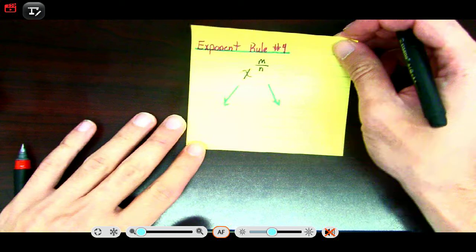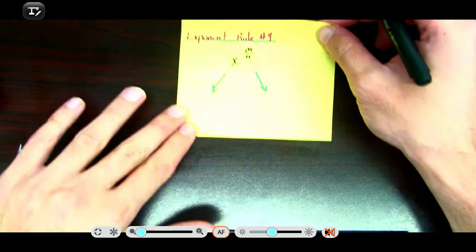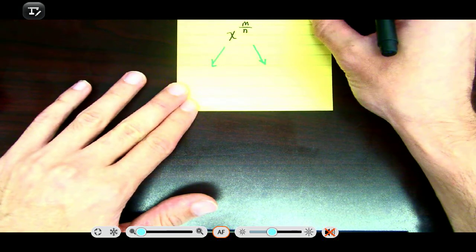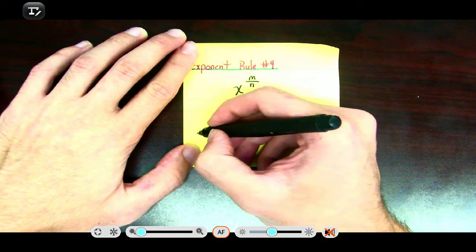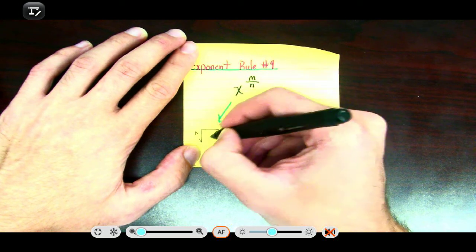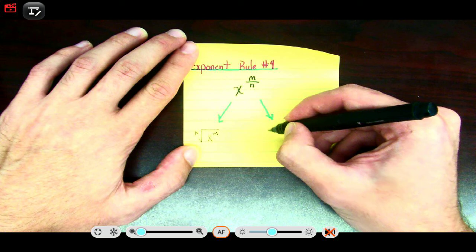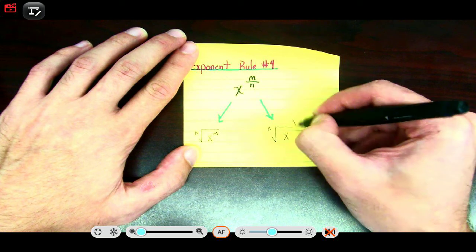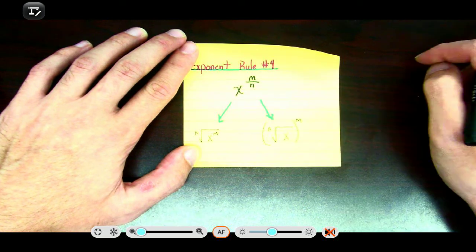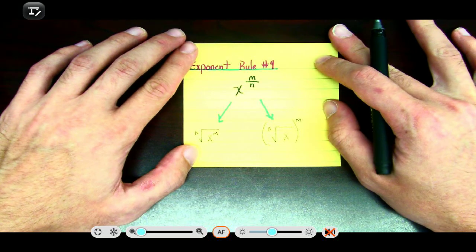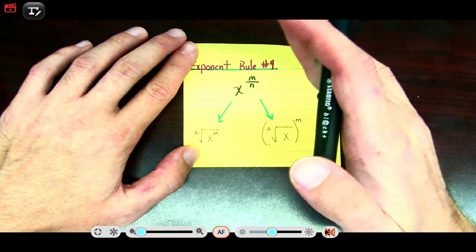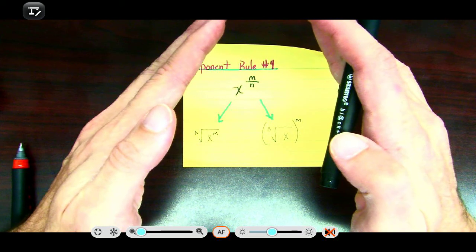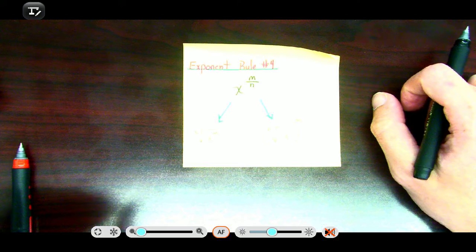Oh, the glare is really bad. Sorry. Okay, maybe that's a little better. Here you could have it as the nth root of x to the m, or you could have the nth root of x, the whole thing to the m. Notice that you could express it either way, like this or like this, okay? My bad, the light's a little bit off, but yeah. Okay, awesome.